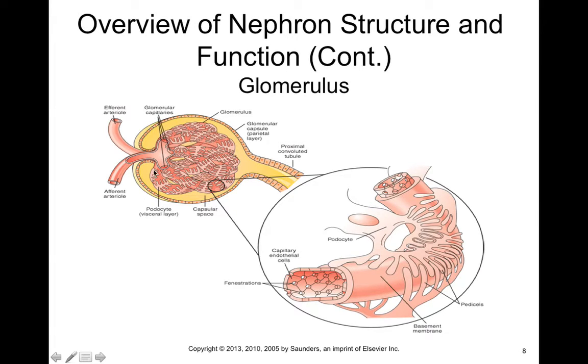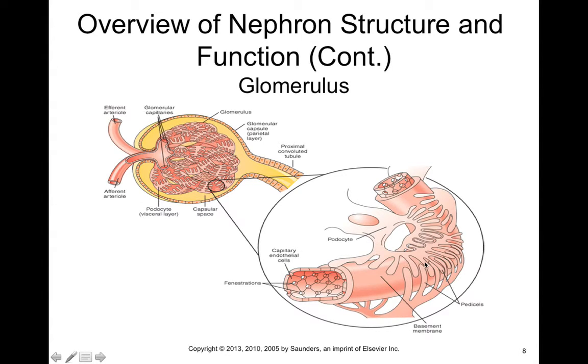So if we zoom in on the structure of our glomerulus here, what we'll find is these glomerular capillaries are, as they sound, capillaries which are fenestrated. So it means they have lots of little holes in them. Now, these fenestrations improve the leakiness of these capillaries. So it means that these capillaries can help leak fluid out into the capsular space due to things like capillary hydrostatic pressure.